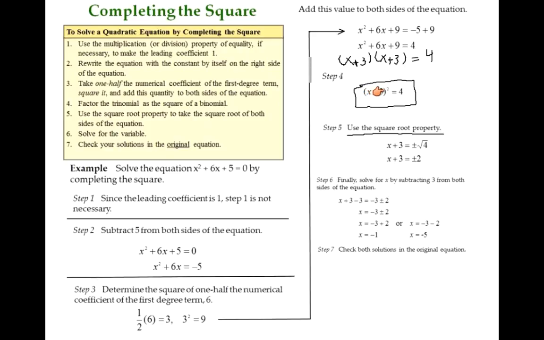I would say x plus 3 squared is equal to plus and minus the square root of 4. So I get x plus 3 is equal to plus or minus 2. At this point, I can subtract 3 from both sides of the equation. So I would get x equal to minus 3 plus and minus 2. So x would be equal to negative 3 plus 2. x also would be equal to negative 3 minus 2. I get two solutions, negative 1 and negative 5. Of course, we want to check our answers at the end.